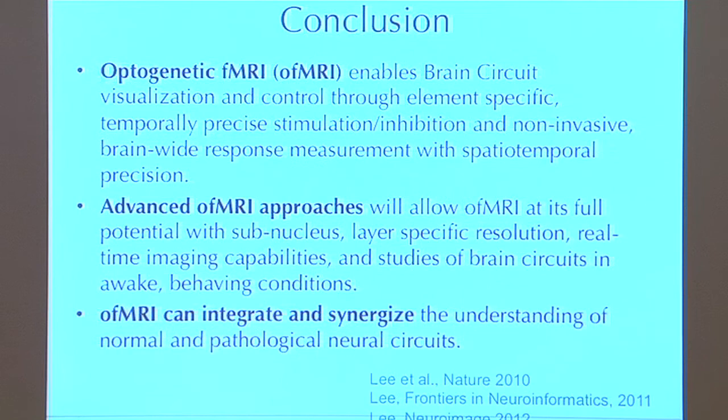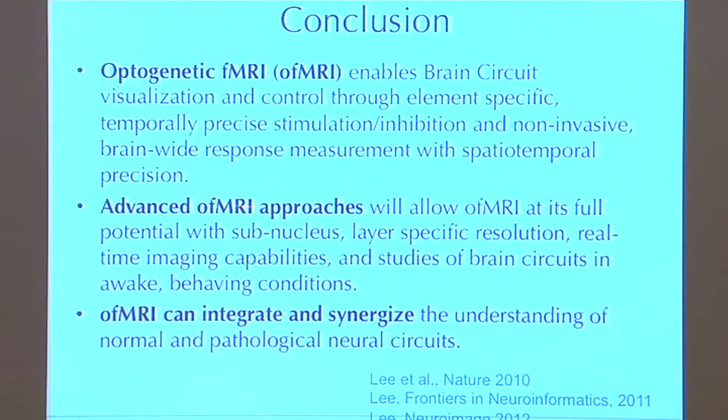And so, in conclusion, the optogenetic fMRI approach enables brain circuit visualization and control through element-specific, temporally precise stimulation and inhibition, and non-invasive brain-wide response measurement with spatial and temporal precision. We can look at all these spatial locations associated with it while also getting temporal information.